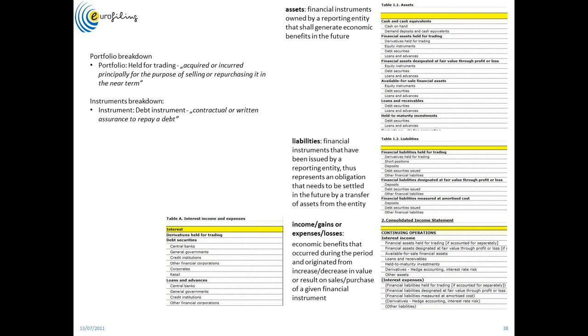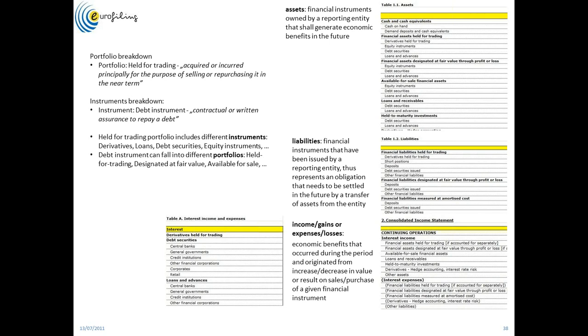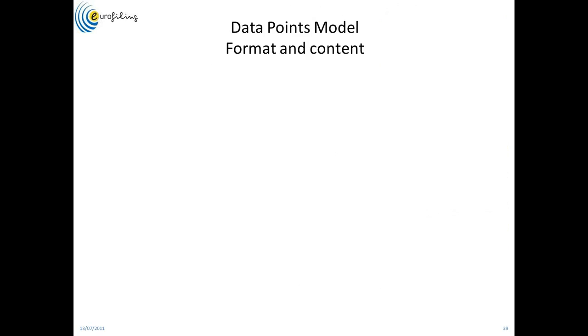This is the instruments. For example, we can have the debt instruments, which are contractual or written assurance to repay a debt. But at the same time, we can have the held for trading portfolio that is applicable to different instruments, and we can have debt instruments that are applicable to different portfolios. So as you can see, neither the instrument nor the portfolio is the prevailing dimension. So we are not able to define base items less generic than assets, liabilities, or income, gains, losses, because later we are not able to consistently apply the breakdowns.